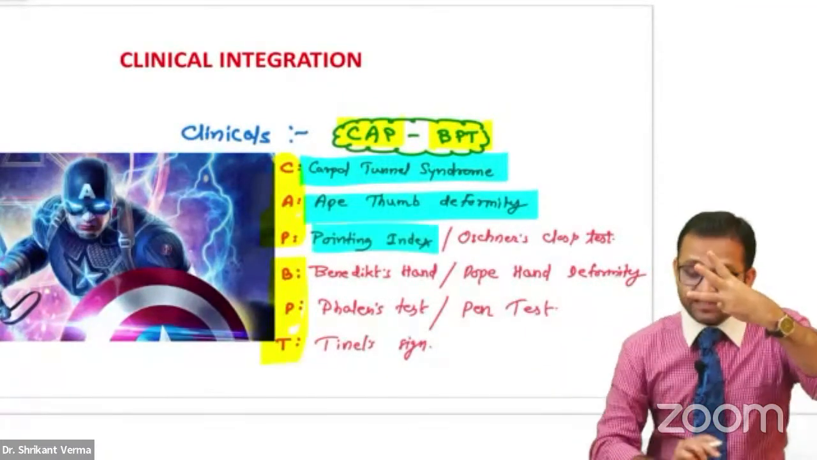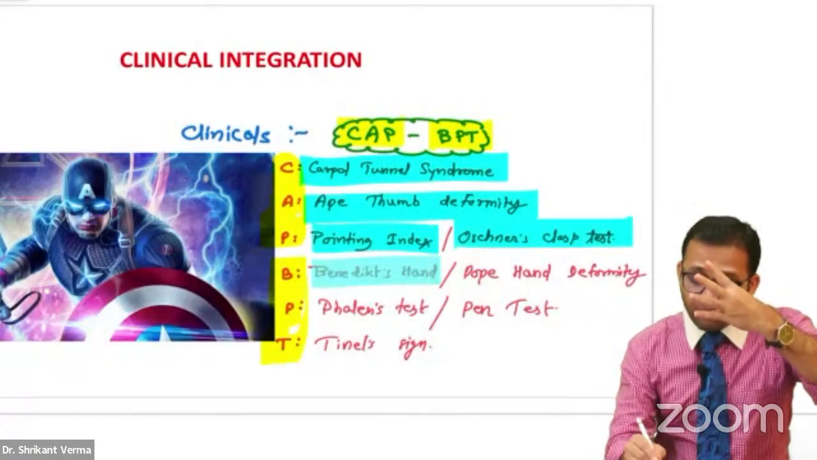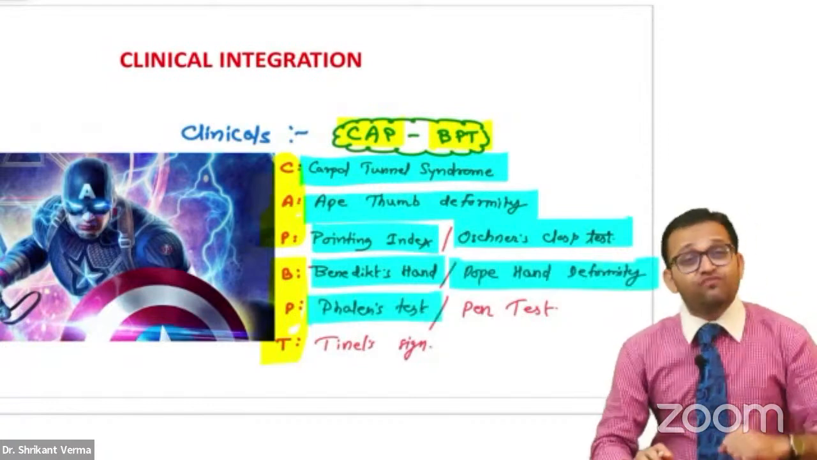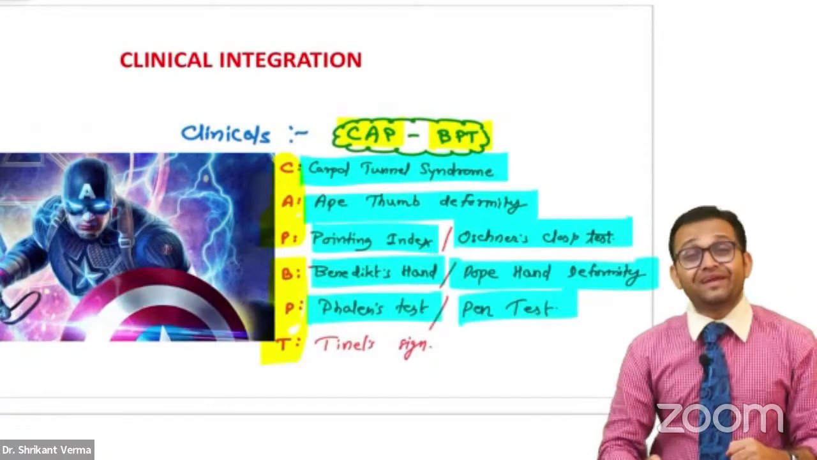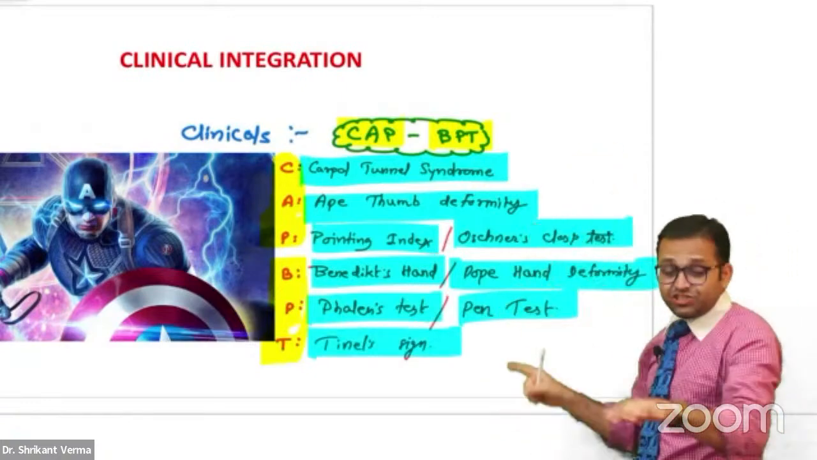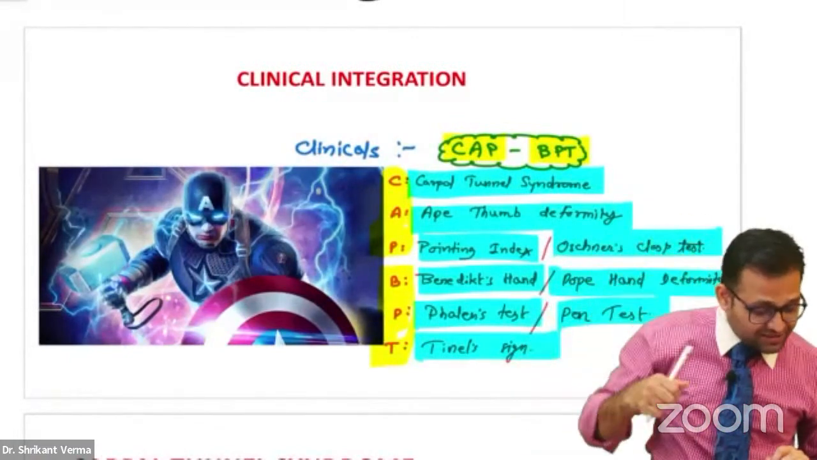Yes, P for pointing index, which is also known as the Ochsner clasp test. Then B for Benedict hand, also known as the Pope hand deformity. Then P for Phalen test, also P for pain test, and T for Tinel sign. So these all are tests related with the median nerve. Hope you all will like this mnemonic.